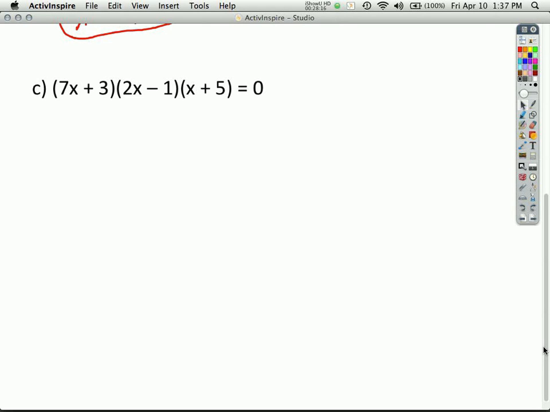A cubic crosses the x-axis 3 times. 3 factors, you would have to solve each of them to find all 3 solutions. We're not going to do it. Again, I just put it here to illustrate that it's not just quadratics.